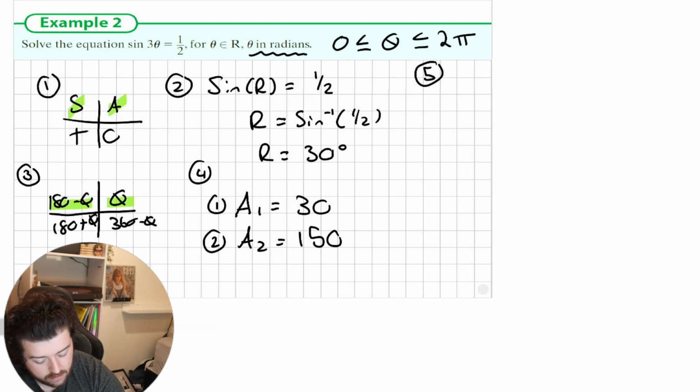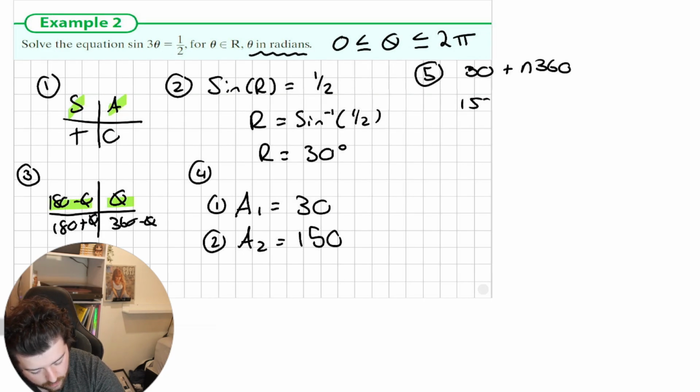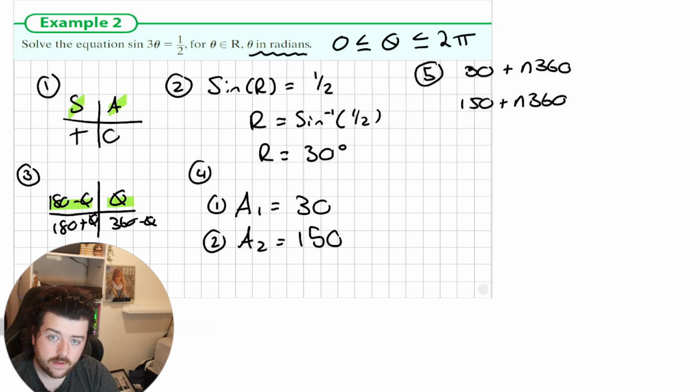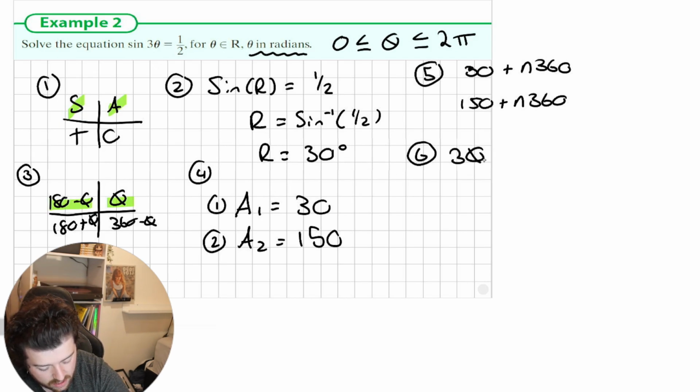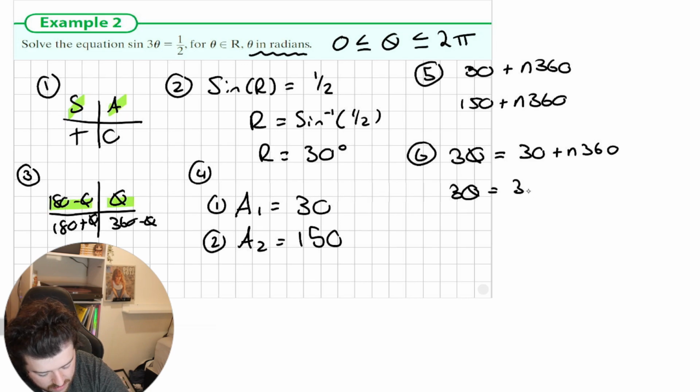So for sine and cosine, we add on n360, so I have 30 plus n360 and 150 plus n360. This is my general solutions. So my angle is actually equal to 3 theta. So it's going to be 3 theta is equal to 30 plus n360, and 3 theta equals 150 plus n360.